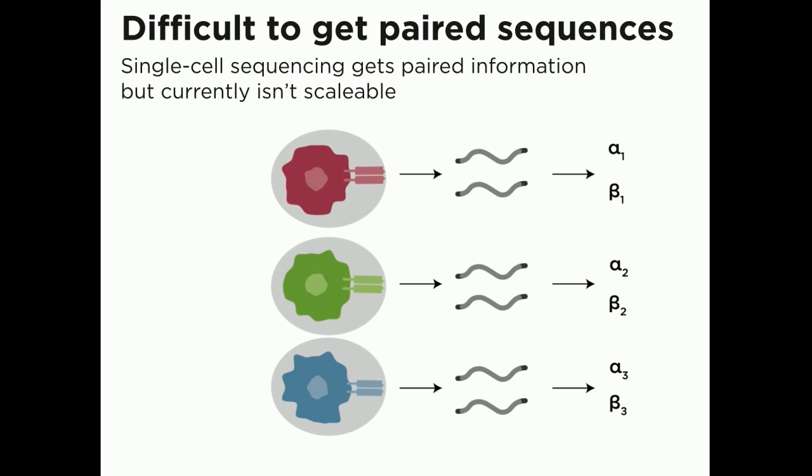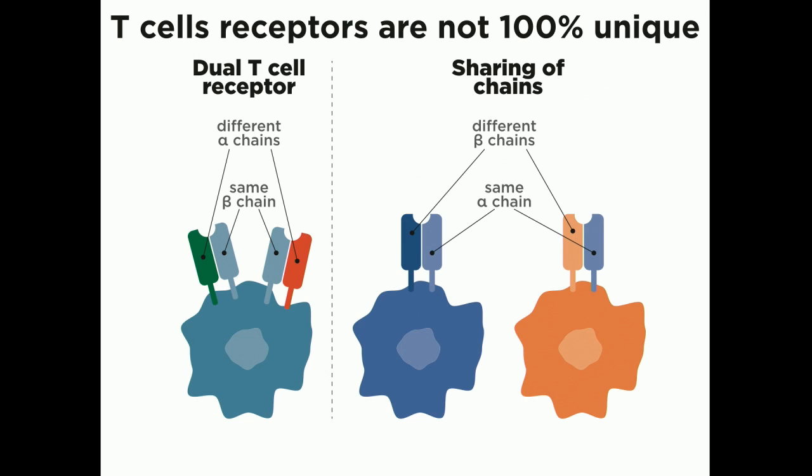And this does work to get the paired sequences that we'd want, but first of all, this procedure is expensive. There's a lot of sequencing that needs to be done. And secondly, it doesn't scale to cover the thousands of T cells that would be involved in a typical immune response. So in its current state, it's not good enough to answer the questions that we would like to answer. Why don't we skip that?